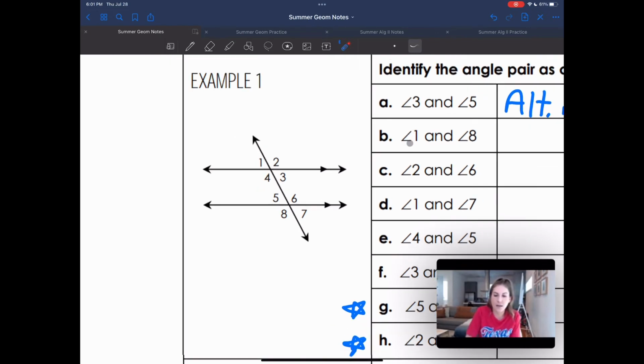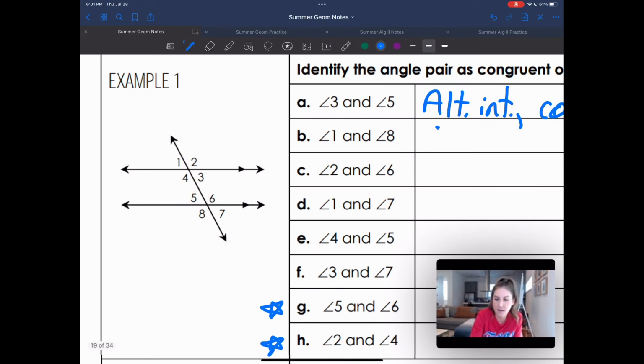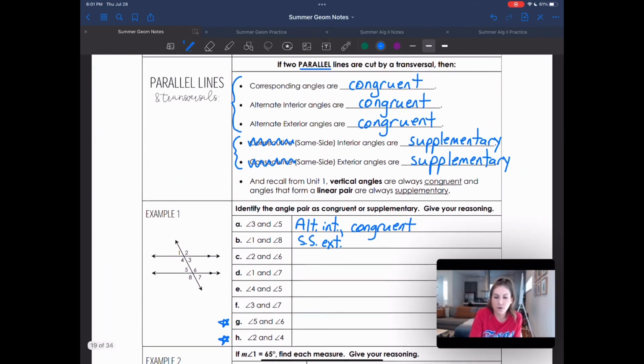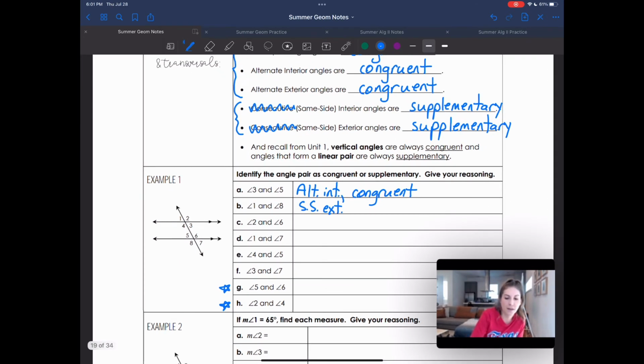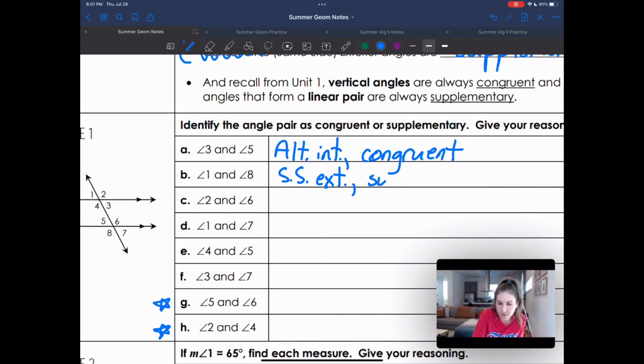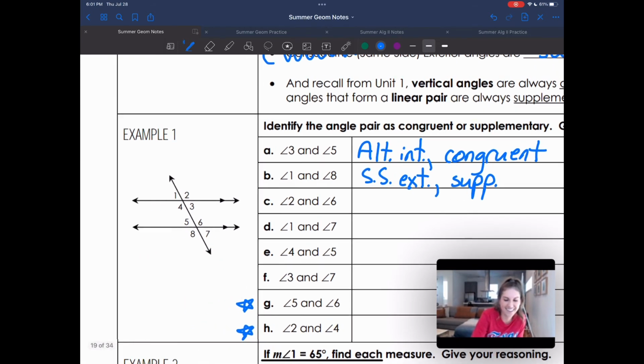Let's take a look at angles 1 and 8. Here's 1, here's 8. Let's see, these would be on the same side. And then if you look at the other two lines, they're on the exterior of them. So let's label that as same side exterior. And if you look back up at your notes, what does that mean about them? Since we have parallel lines, same side exterior angles are supplementary. So that answers that. I'm just going to put sup.